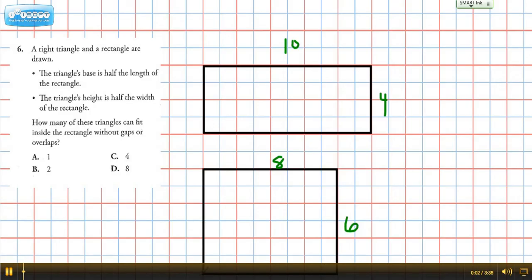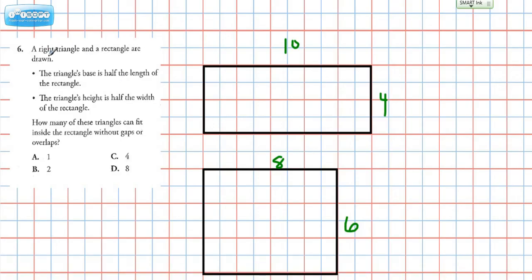Hey everybody, we're looking at question number 6. A right triangle and a rectangle are drawn. The triangle's base is half the length of the rectangle. The triangle's height is half the width of the rectangle. How many of these triangles can fit inside the rectangle without gaps or overlaps?